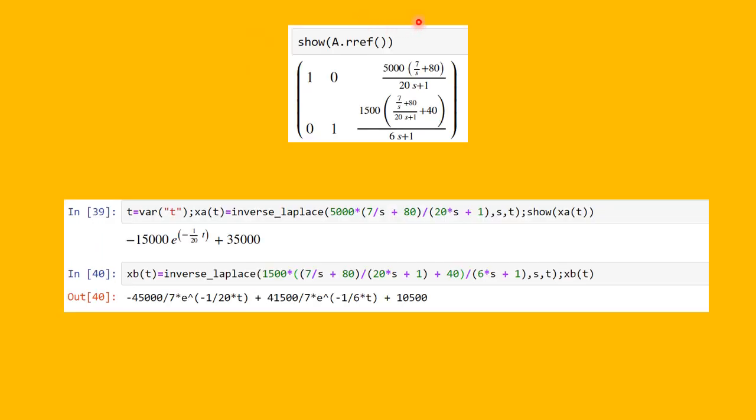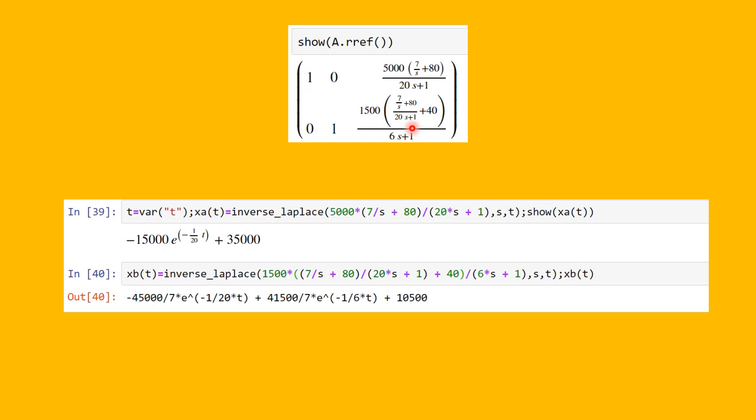For the system of equations that we had, two equations and two unknowns, capital X sub A of s and capital X sub B of s, the reduced row echelon form of the augmented matrix A we saw was this. Got it by using SageMath. So capital X sub A of s is equal to this. Capital X sub B of s is equal to this.